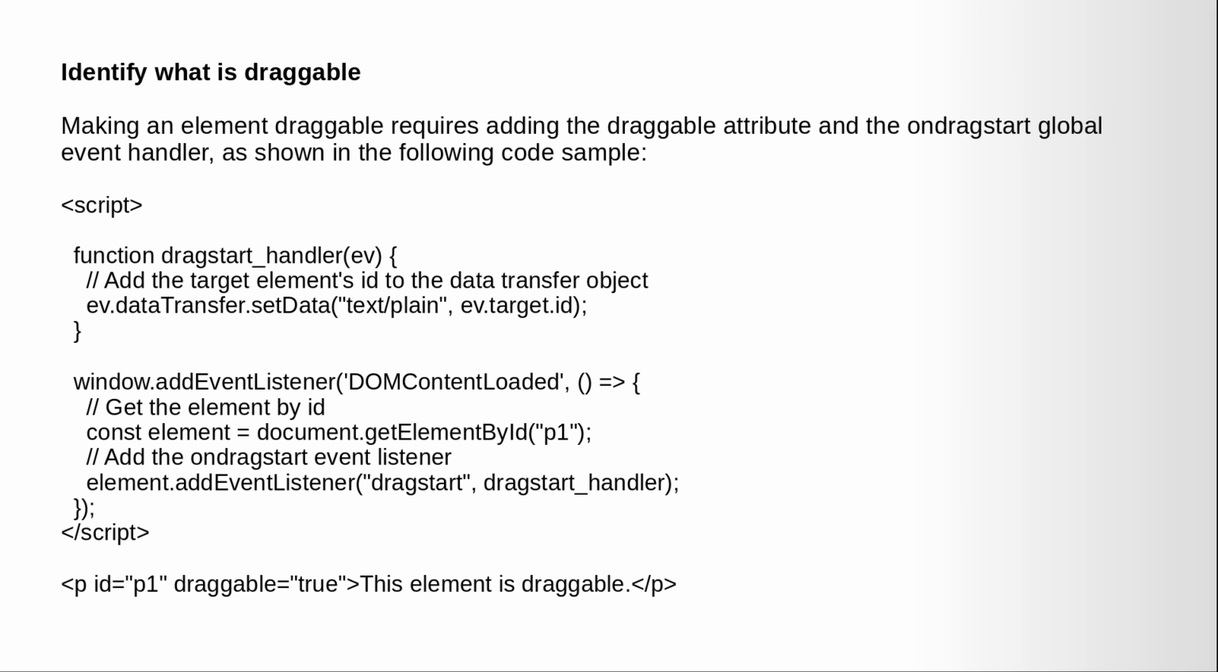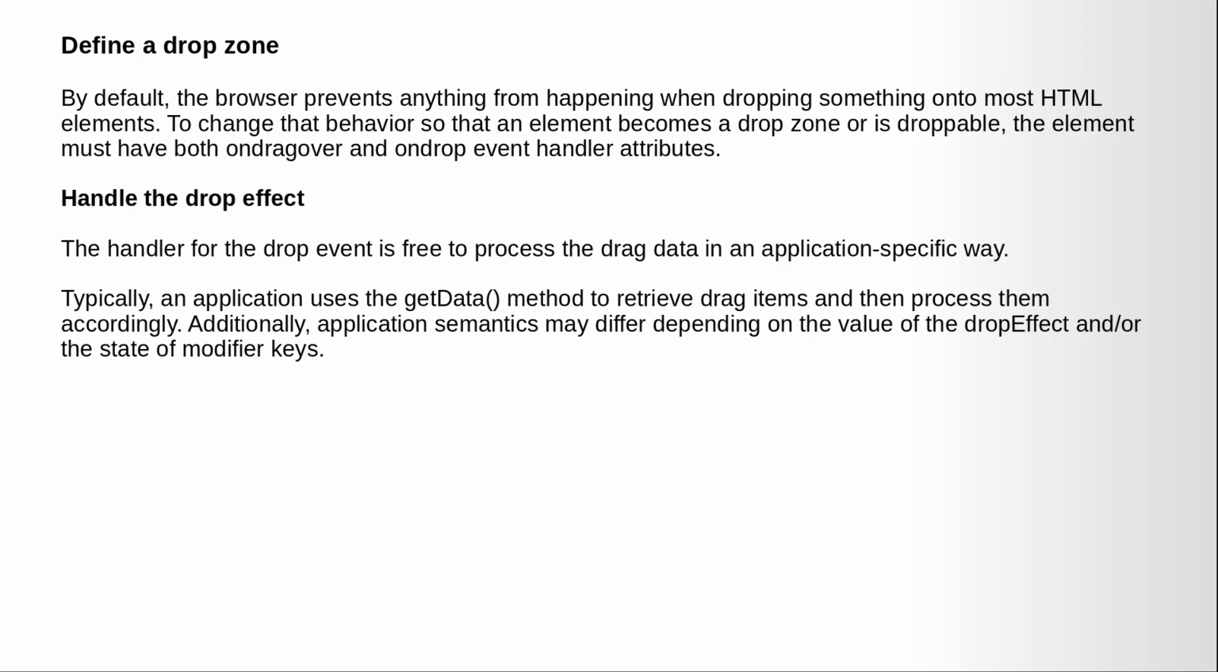Then we have the paragraph tag with the ID p1 which has draggable equals true. That is important. This element is draggable. We also need to define a drop zone. By default, the browser prevents anything from happening when dropping something onto most HTML elements. To change that behavior so that an element becomes a drop zone, or is droppable, the element must have both on drag over and on drop event handler attributes.